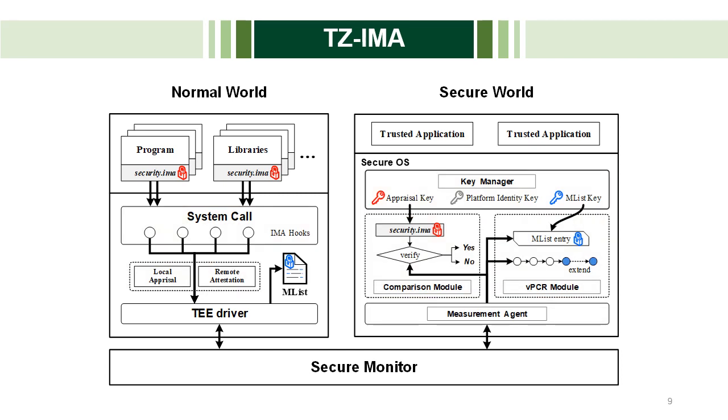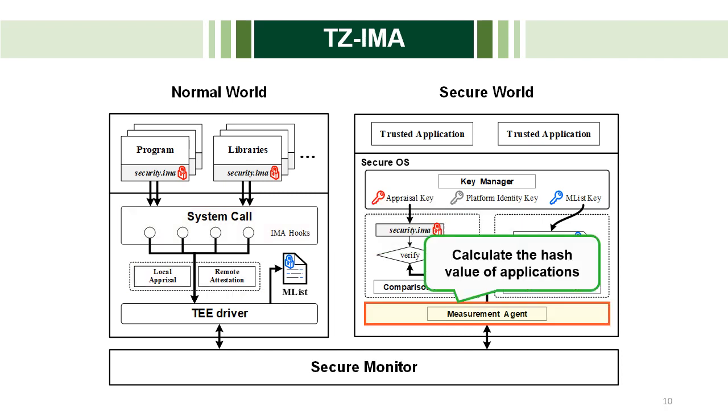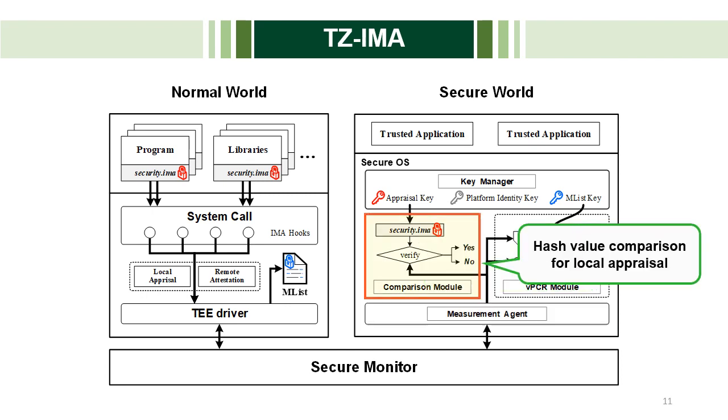In the normal world, TZ-IMA reuses the hooks in the original IMA. These hooks are mainly called by the system calls, such as open, mmap, and so on. In the secure world, first, TZ-IMA constructs a measurement agent. It is used to calculate the hash value of the application when the application is loaded into the memory.